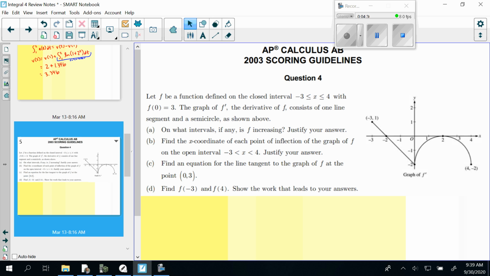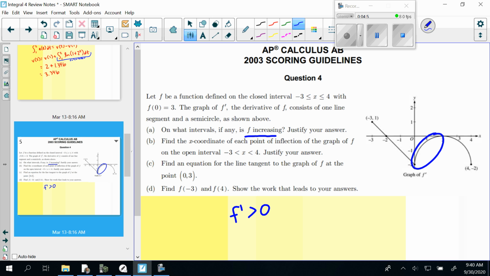On what intervals, if any, for part A, is f increasing? Justify your answer. Well, f would be increasing anywhere that the derivative is positive or bigger than 0. So you got to be careful on this one. We're not looking literally at slope here, because this is already the graph of f prime. And so what we want is, if this is the graph of f prime, we're looking where this graph is literally positive here. The only place where we have this graph being positive is right in this region.